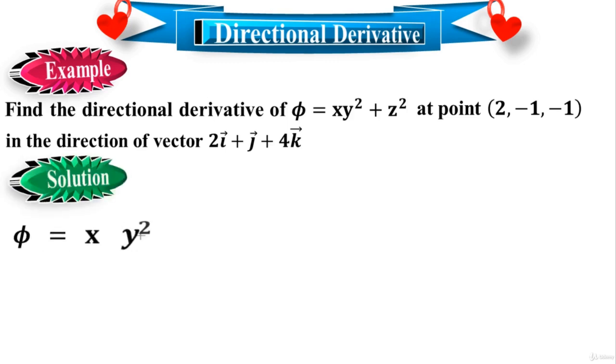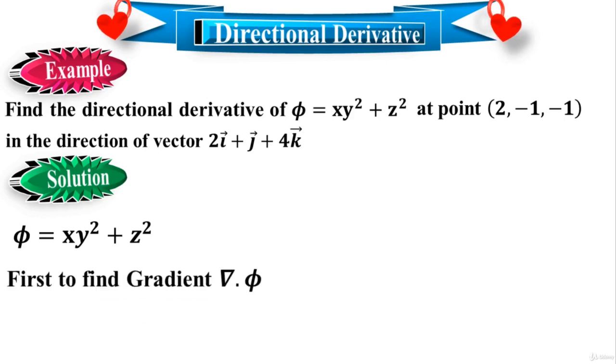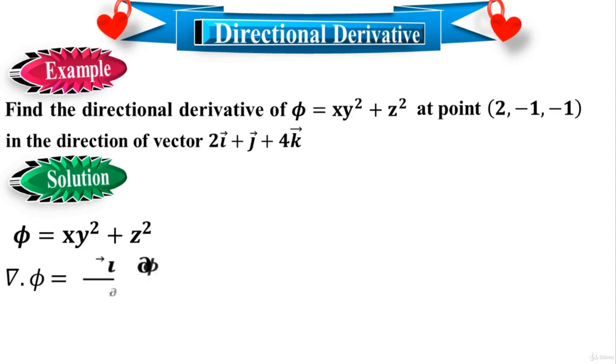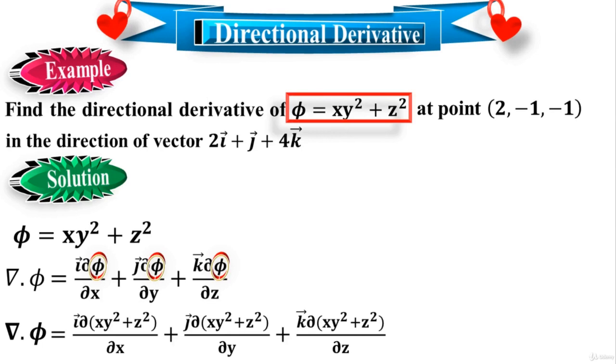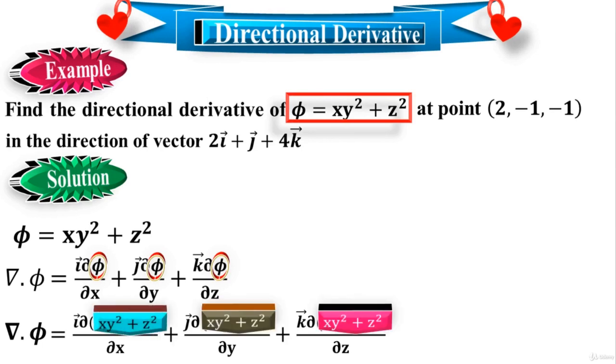Solution. Phi has been given, which is xy square plus z square, and the first thing that I'm going to do is to find the gradient. The formula of the gradient is i partial phi over partial x plus j partial phi over partial y plus k partial phi over partial z. Substitute the value of phi, which is xy square plus z square, and then take the derivatives.